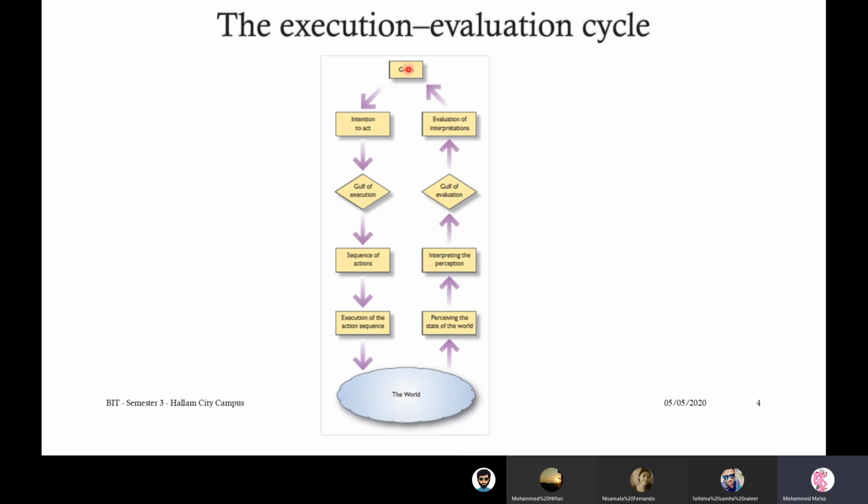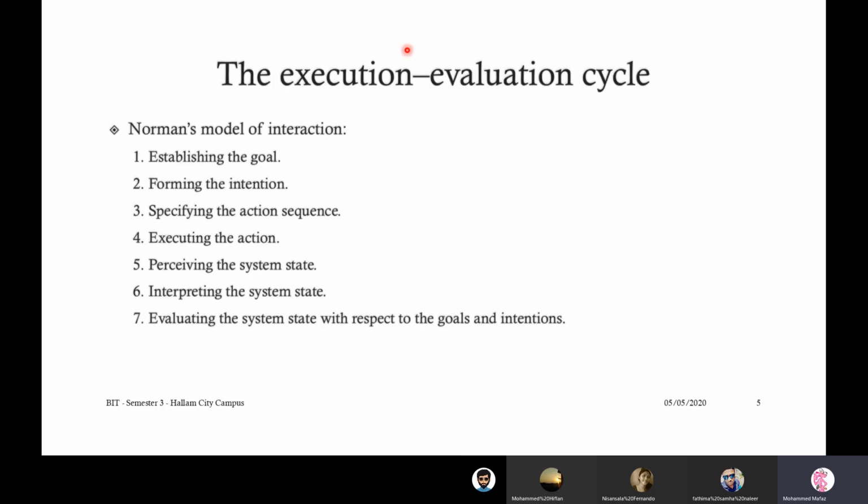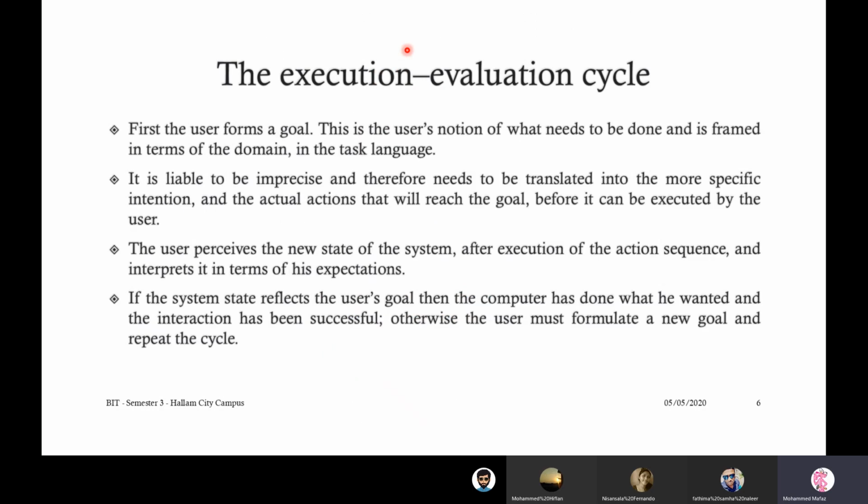We will try to come up with, maybe we may change the goal, or maybe we may have the same goal with a different intention or different set of actions and try to achieve the goal, right? So either way it could happen. So that is the execution evaluation cycle briefly explained.